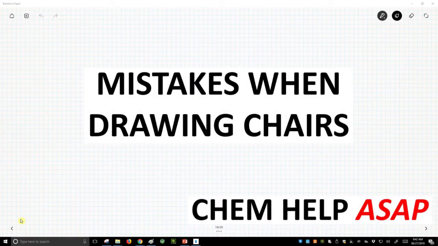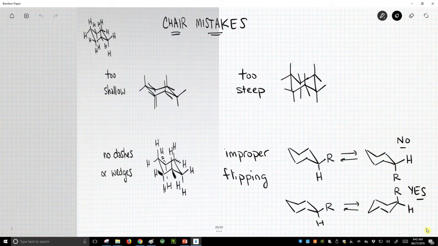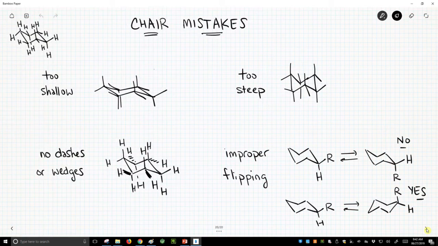Let's see some mistakes that people commonly make when they're drawing chairs or working with chairs of cyclohexanes. So I've shown 4 common mistakes that I've seen over the years of teaching. To start, in the upper left, I've drawn what I would consider a reasonably nice looking chair.